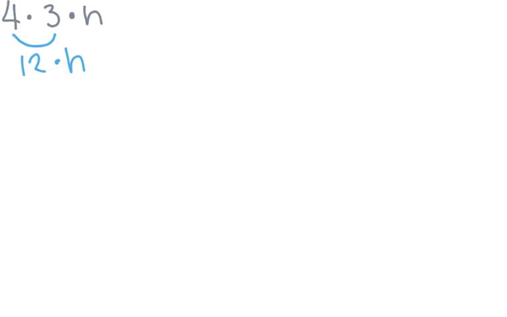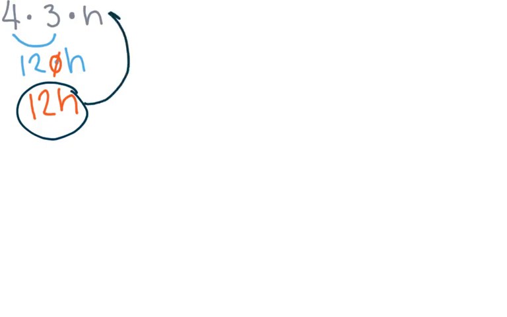So now we're going to get rid of our multiplication sign. We don't want that. So we're going to have 12h. Okay, and that is the expression written in the fewest number of symbols and characters. This is the exact same thing as this, and it's going to give you the exact same answer. Don't believe me? Let's try it.